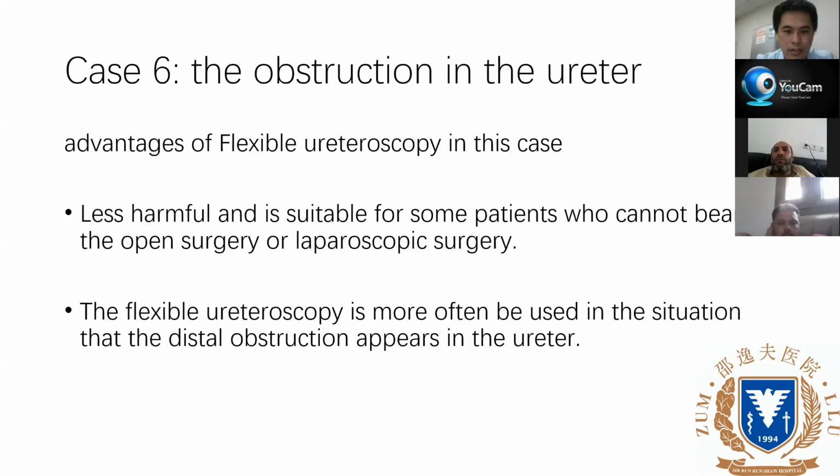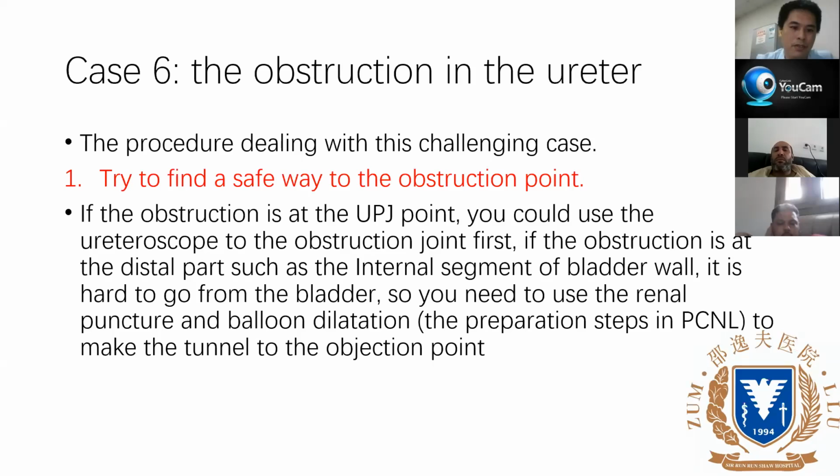For this procedure, the first and most important part is to find a safe way to the obstruction point. If the obstruction point is at the UPJ, you can use the ureteroscope to reach the obstruction point first, put in the sheaths, and proceed as we previously did with kidney stones. But if the obstruction is at the distal part, such as the internal segment of the bladder wall, it's very hard to go from the bladder to this part.